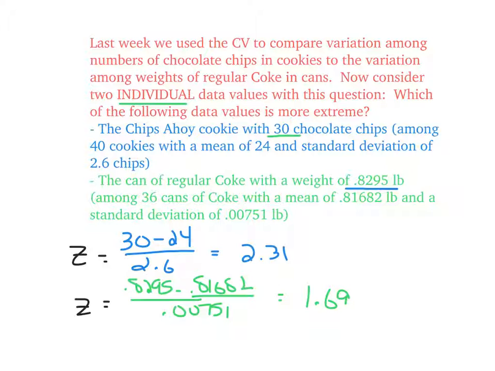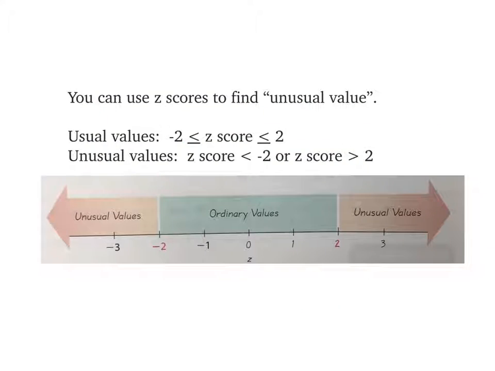The Chips Ahoy cookie with 30 chocolate chips is 2.31 standard deviations away from its mean. The Coke can is only 1.69 standard deviations away, which means the Chips Ahoy cookie is more extreme than the can of Coke. That one's more extreme because it's further away from the mean, more standard deviations away.